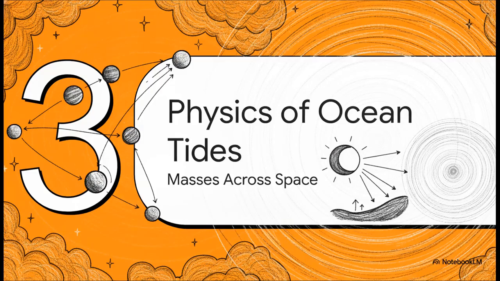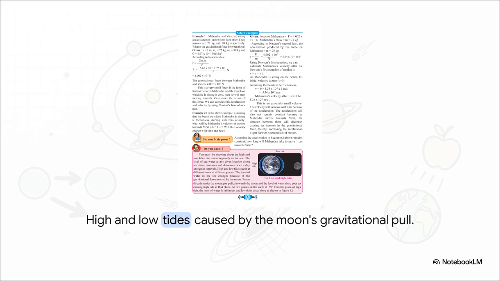Next up, section 3, the physics of ocean tides. You all must be familiar with the high and low tides that occur in the sea, right? The seawater level naturally increases and decreases twice a day at regular intervals. Well, as you can see perfectly illustrated here, these huge oceanic movements are actually a direct consequence of the gravitational force exerted by the moon on our planet.